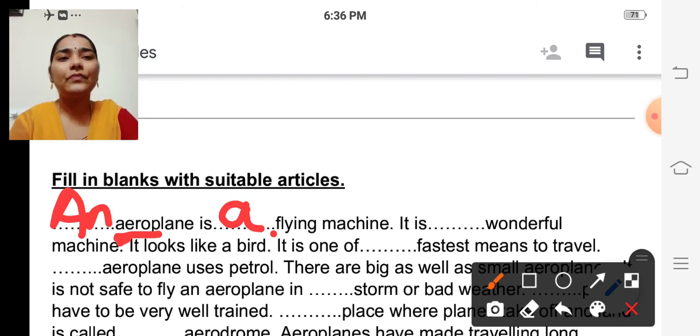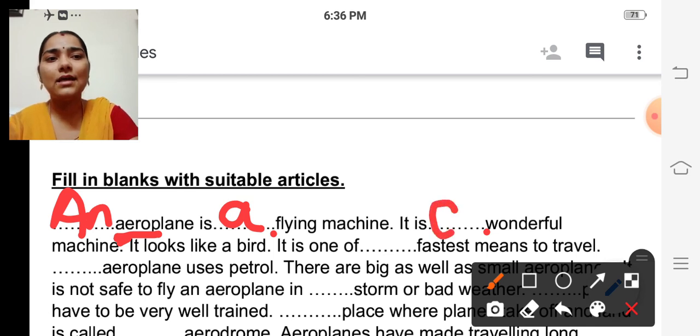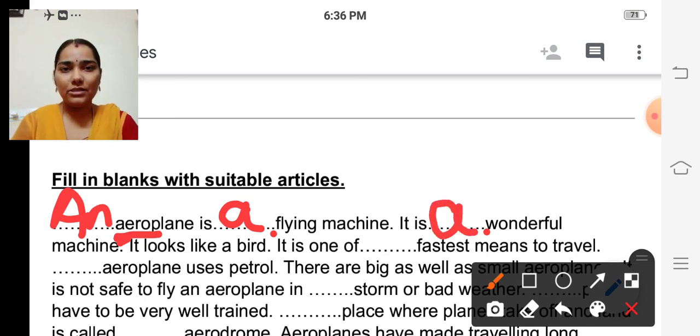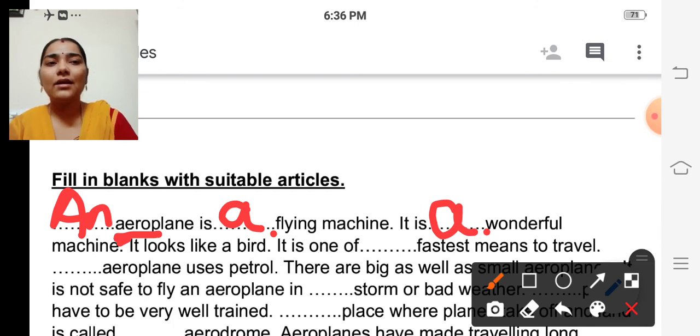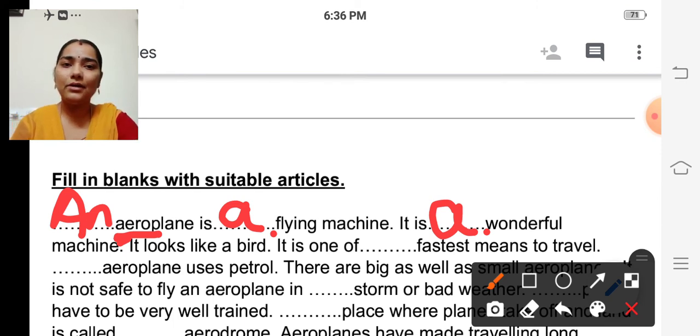Next sentence. It is dash wonderful machine. Wonderful. W is not a vowel, isn't it? So here also the article A should come. It is a wonderful machine. Is it clear, children? And next sentence. It looks like a bird.